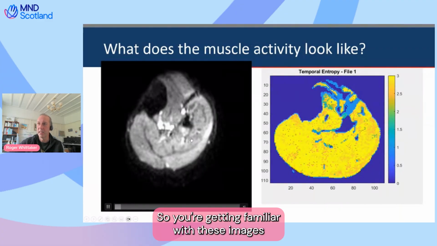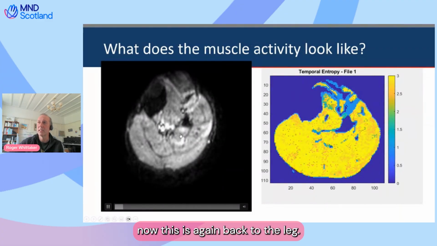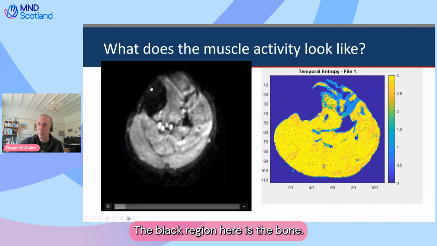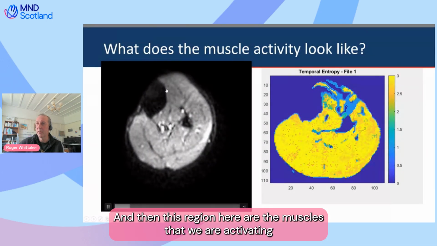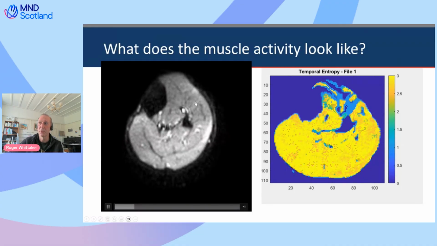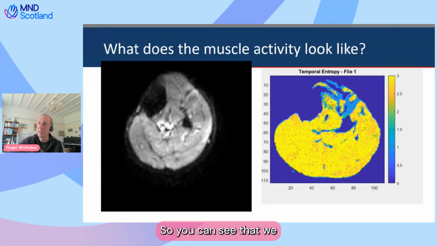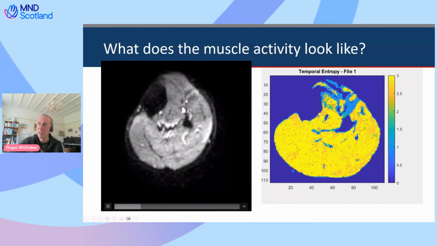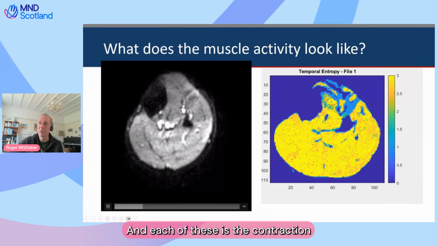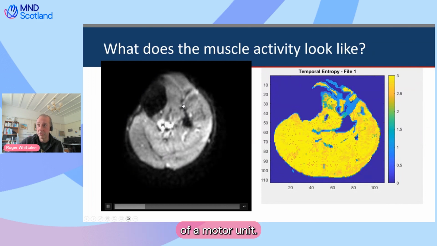So you're getting familiar with these images now. This is, again, back to the leg. The black region here is the bone, and then this region here are the muscles that we're activating when the subject taps their foot. So you can see that we get these regions of signal dropout, and each of these is the contraction of a motor unit.